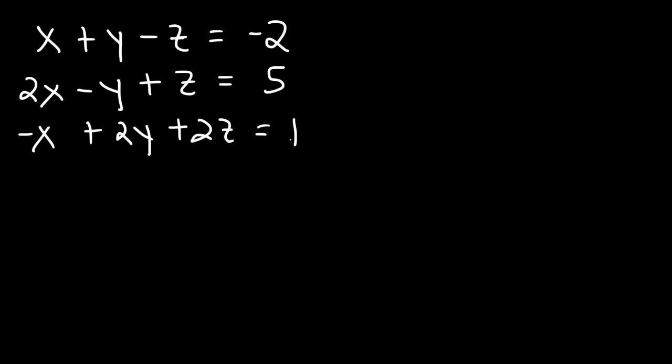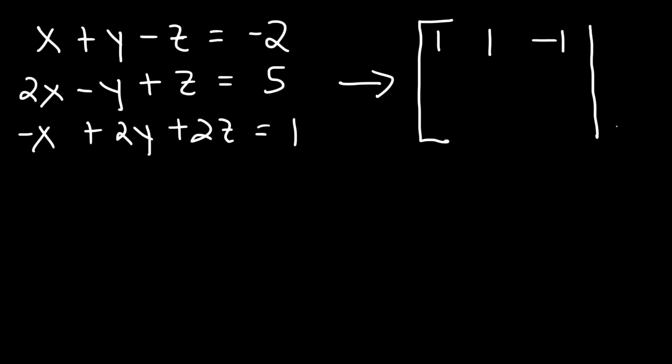So how can we use matrices to solve this system of equations? The first thing we need to do is convert it to an augmented matrix. So let's write the coefficients in this matrix. So we have 1x plus 1y minus 1z, and let's use a vertical bar to separate the left side from the right side of the equation. So I'm going to put negative 2 on this side.